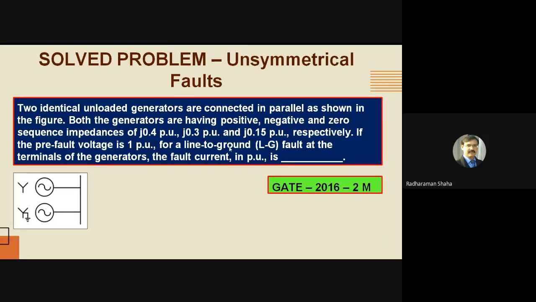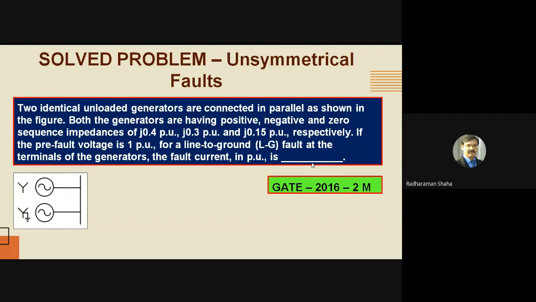We are asked to calculate the fault current when a line to ground fault occurs at the terminals of one of the generators. Is the question clear to everyone? It's a 2 marks question and you have to write it in the fill in the blanks format. No alternative is provided to you. So naturally you will first have to calculate this in your calculation part, and then whatever answer you get is to be inserted in the fill in the blanks part. The formula you all know. What is the formula? The formula is 3E upon Z1 plus Z2 plus Z0.